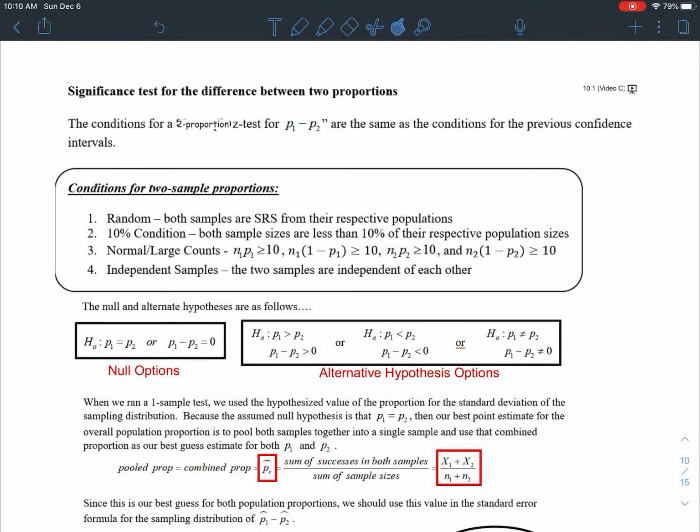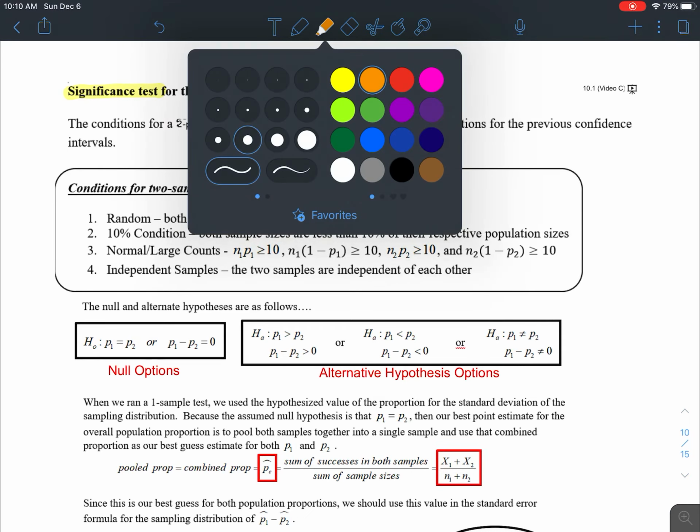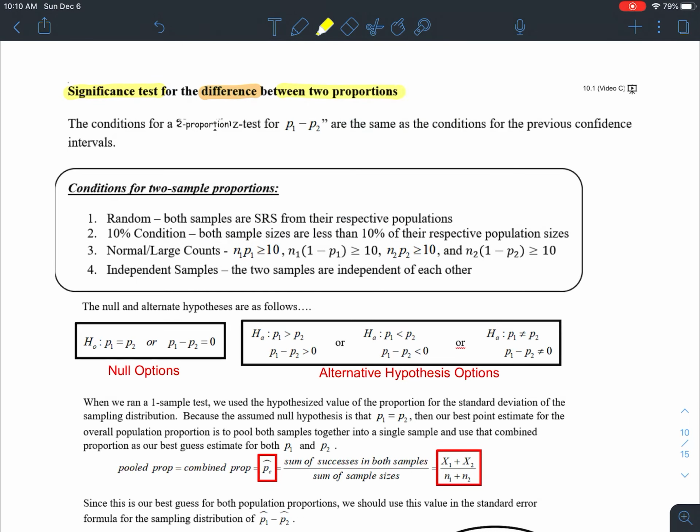Okay, we're still working our way through Chapter 10, Section 10.1. We just came off of looking at how to run a confidence interval for estimating the difference between two population proportions, and now we're going to shift to looking at how to conduct a significance test for the difference between two population proportions.